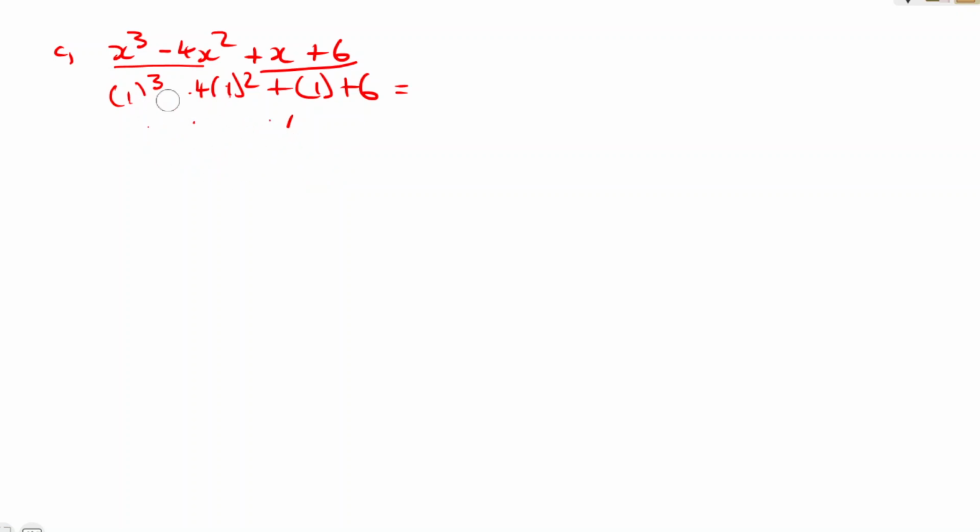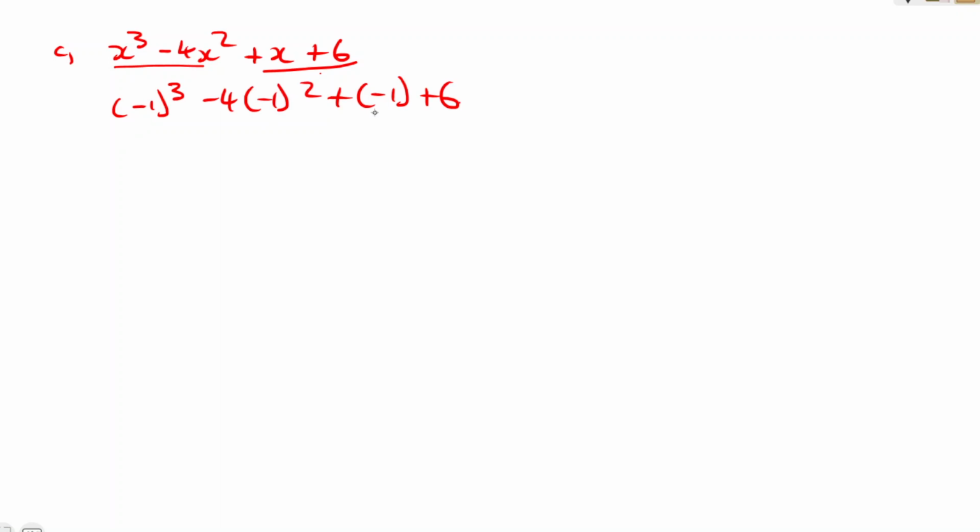So let's try to substitute by negative 1. You're going to test all your numbers, 1, negative 1, 2, negative 2, 3, negative 3, until you get a number that gives you 0. So if you substitute by negative 1, let's substitute by negative 1.